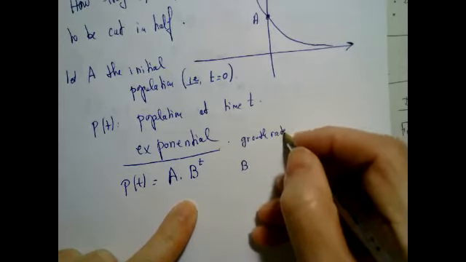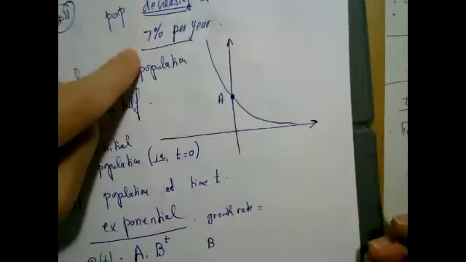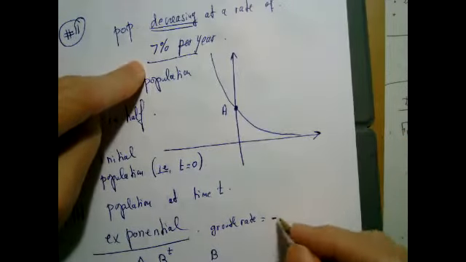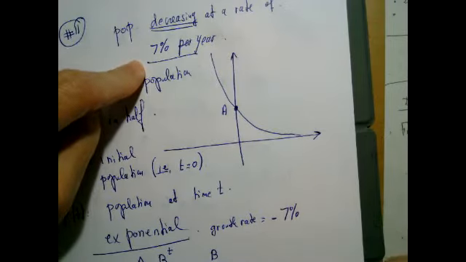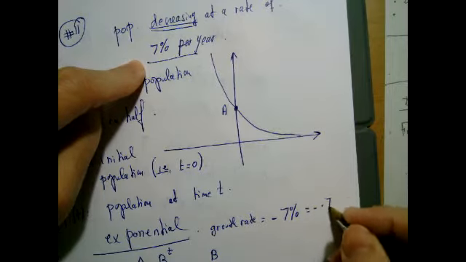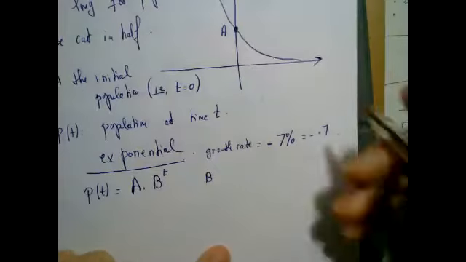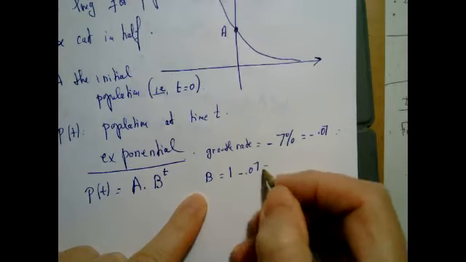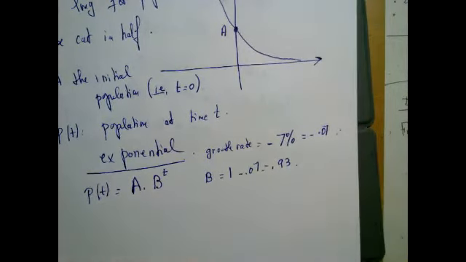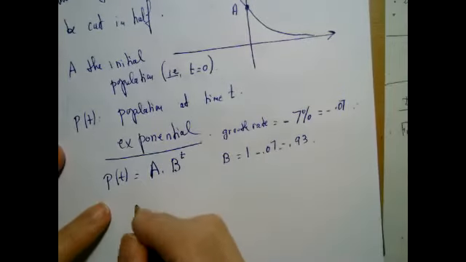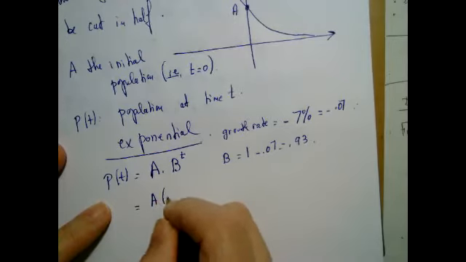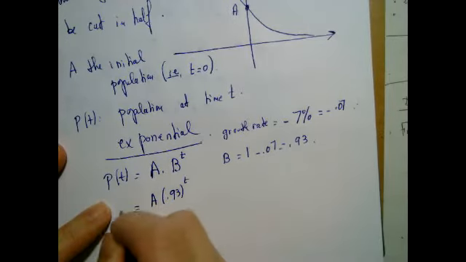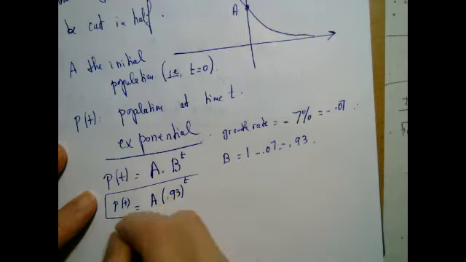The growth rate here, since it's decreasing by 7%, is minus 7%. Minus 7% means minus 0.07. So it means the b is 1 minus 0.07, which is 0.93. It means every year the population is 93% of the year before. So P of t is A times 0.93 to the power t. That's the formula for the population.